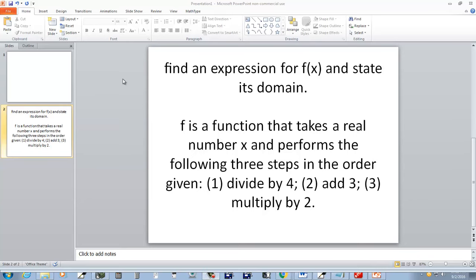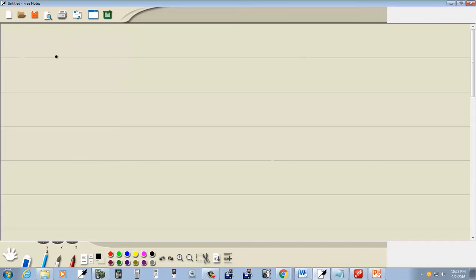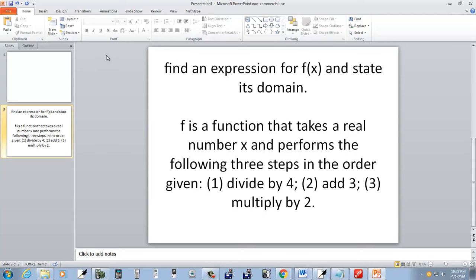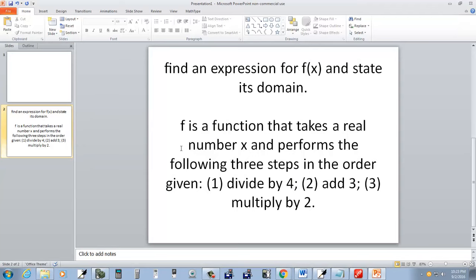We want to find an expression for f of x and say its domain. Okay, so f of x, or f as a function, takes a real number x. So that's where we're starting off. Perform the following three steps in order given.